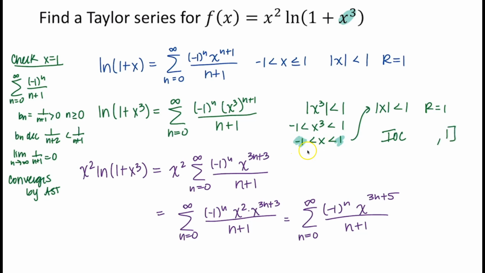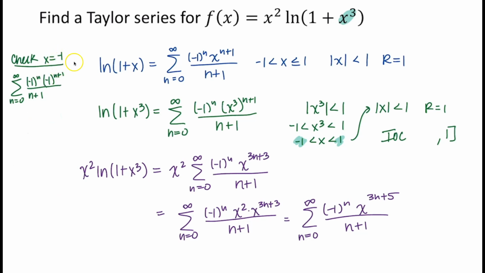And then we'll go ahead and check x equals negative 1. If we check x equals negative 1, here we'll have negative 1 cubed, which is negative. So negative 1 to the n plus 1. And then here, negative 1 to the n and negative 1 to the n will cancel, and we'll just have negative 1 to the positive 1. So the numerator here is just going to be 1 copy of negative 1. So I have negative 1 over n plus 1. I can take the negative out.